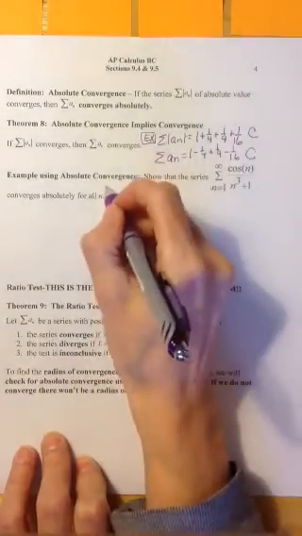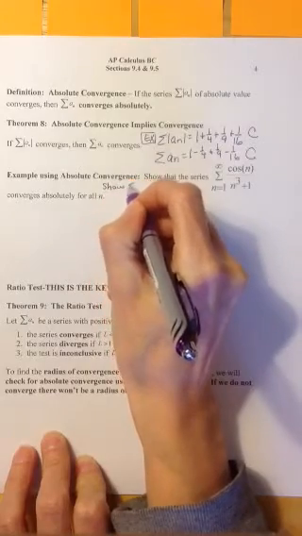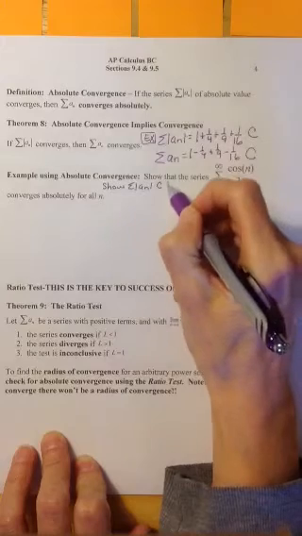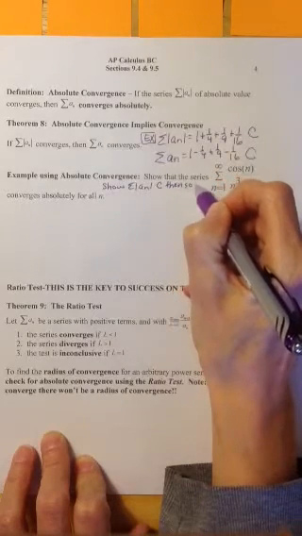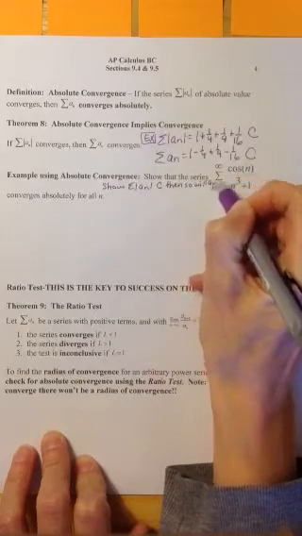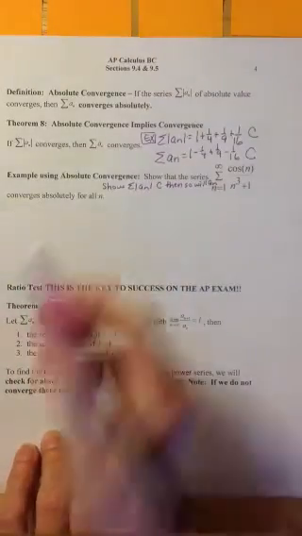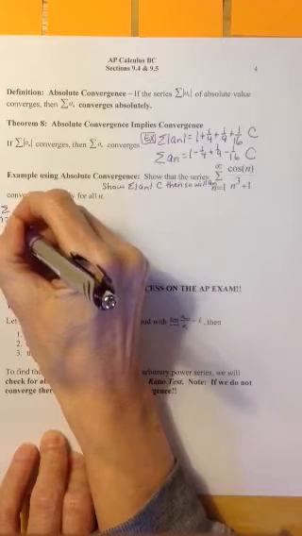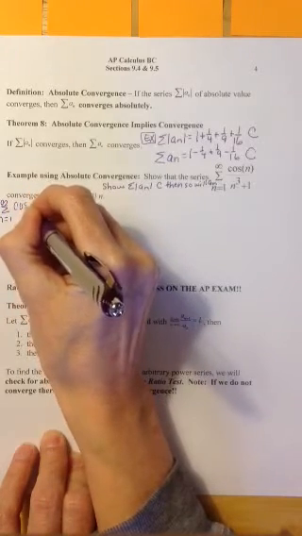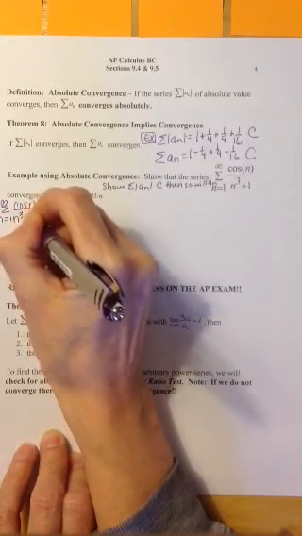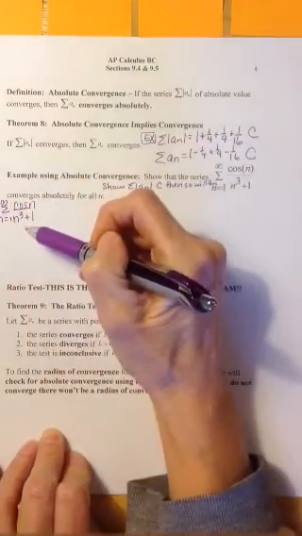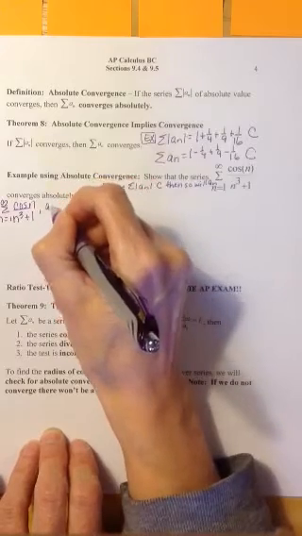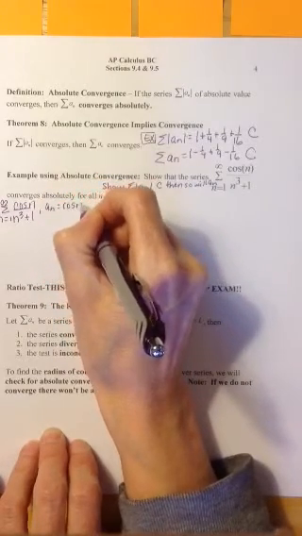So we need to show that the absolute value of a sub n converges, then so will a sub n. So I'm going to start by just taking a look at the series that we have without the absolute value. So the cosine of n over n cubed plus 1. N is always positive. The denominator will always be positive. So what about the numerator?